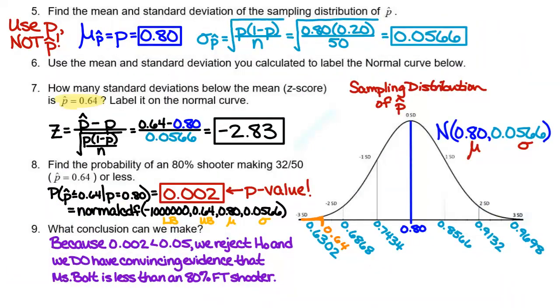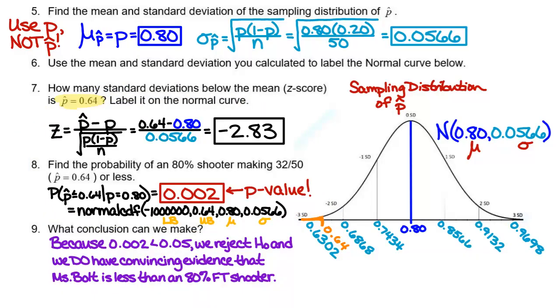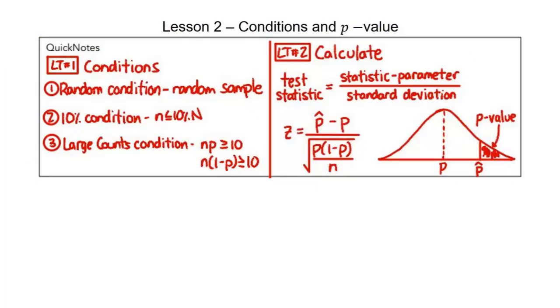Our calculations were this bit right here. Those 2 steps were the calculations that we needed to perform. And then we will conclude, which includes an interpretation of what the p-value is. So this is our quick notes: conditions, 10%, random, large counts. The test statistic, which in this case is Z, is equal to the statistic minus the parameter divided by the standard deviation. And the p-value is the area that gets shaded under the normal curve. So far, so good? Cool.